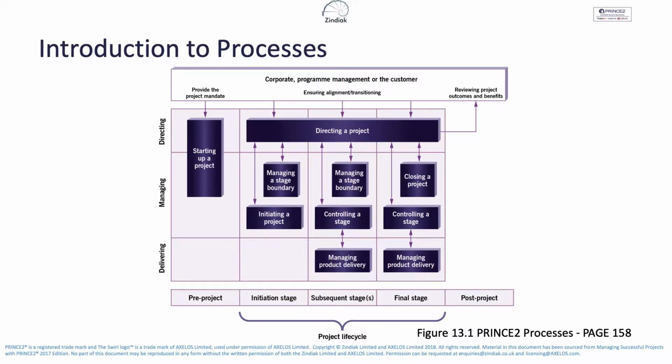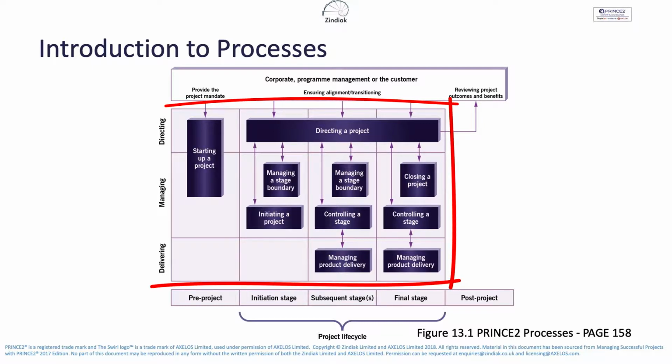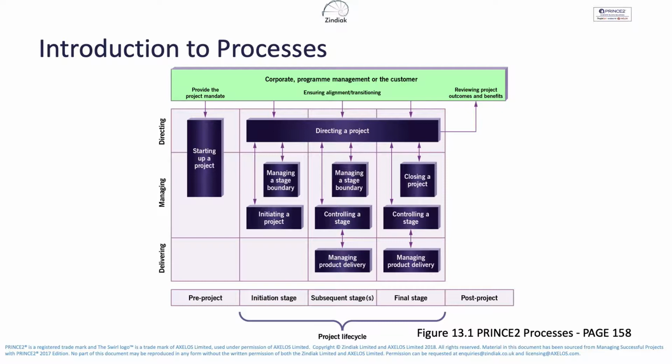Before we cover the principles in detail, we're going to have a brief introduction to processes and themes, starting with processes. You can see there, figure 13.1, PRINCE2 Processes. The key part of the diagram is the central part, which is the project environment, directing, managing and delivering a project. Above that, you can see corporate program management or the customer are represented in the top white box. But that's outside the project environment, and it's important to remember that for the exam.